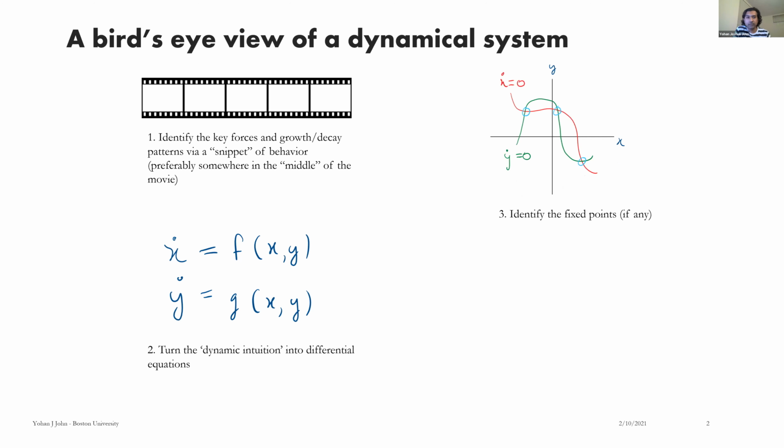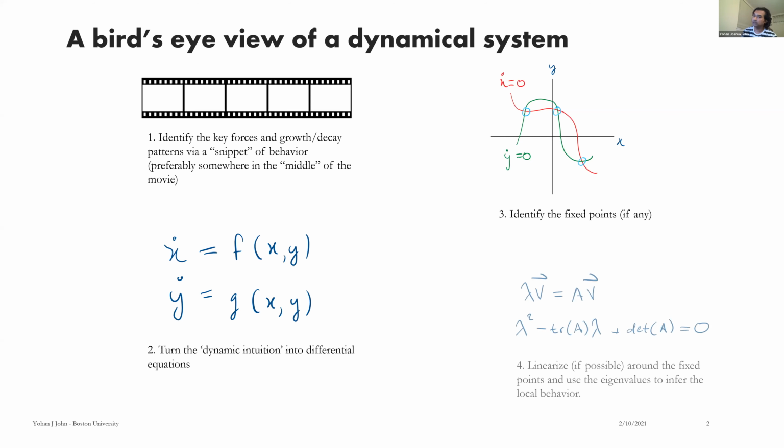Then if we can't solve the equation, which is most of the time, we identify the fixed points, points of interest, if any. In this case here, I've drawn nullclines, but we'll get into what those are. But basically, it's where the derivatives vanish individually for each variable. So where they intersect is where the system stops.